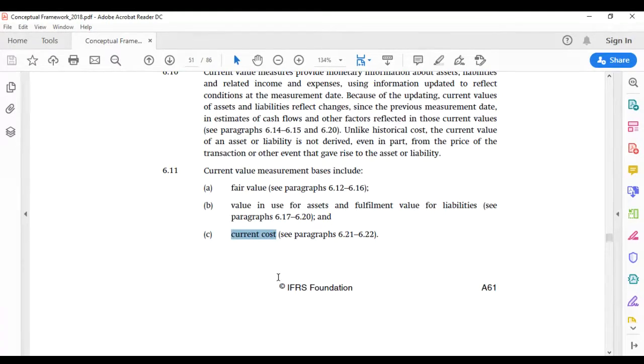And when I say similar asset, it really means similar asset, not a new one, but one of the same age. So if you are talking about a 3-year-old Volkswagen Golf, what will a 3-year-old Volkswagen Golf cost you if you should purchase it today? And that will then be the current cost measurement.